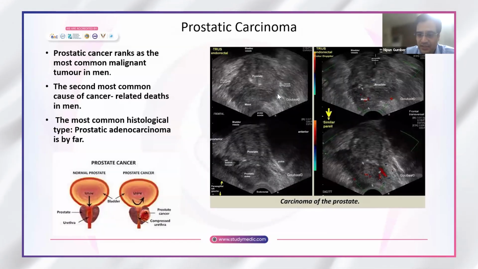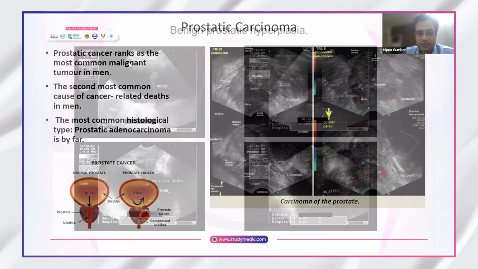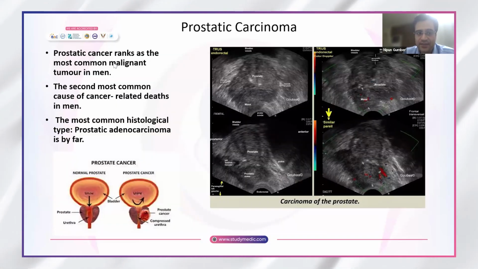Now comes the last part, prostatic cancer. Prostatic cancer ranks as the most common malignant tumor in men, the second most common cause of cancer-related deaths in men, and the most common histological type is the adenocarcinoma. Here you can see there is an irregular nodular lesion in the prostate compressing the urethra, and this is a case of prostatic cancer.